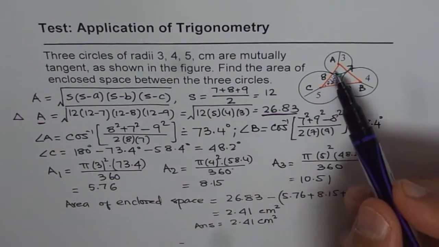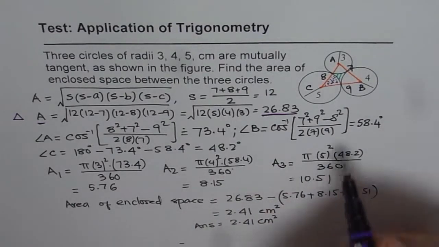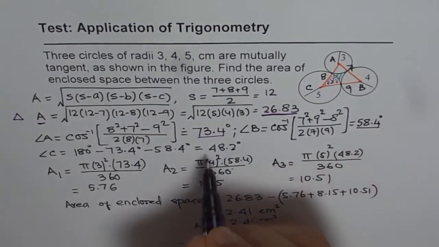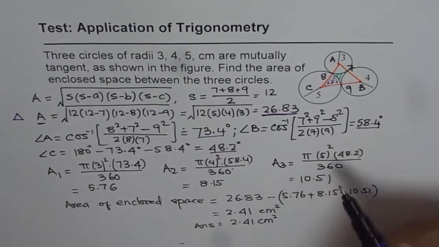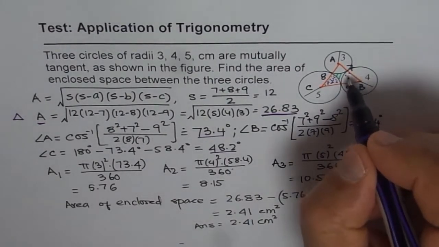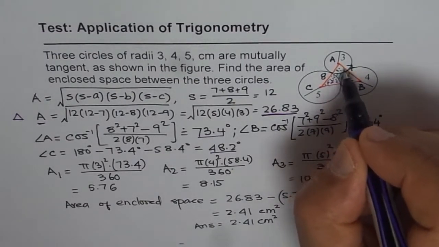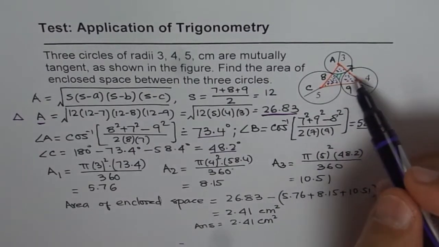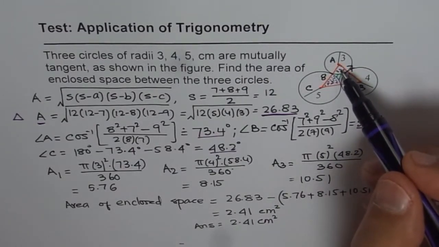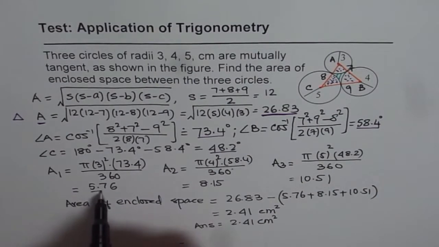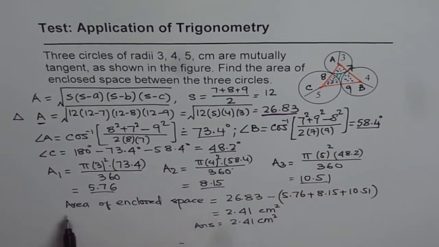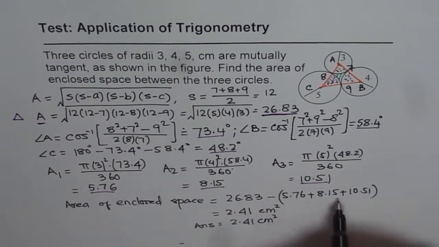Then we found the angles, each angle. So each angle was calculated. 73.4, 58.4 and 48.2 were the angles. Then we calculated the area of the sectors. So these are the sectors, right? So the area of a sector is the ratio of the angle of the sector divided by 360 degrees, times the area of the circle. So we got the 3 areas of the sectors. So the area of the enclosed space was the area of the triangle, this is the whole triangle, take away the area of the sectors. So that gave us 2.41 centimeters squared, and that is how we calculate the area of the enclosed space. Thank you.